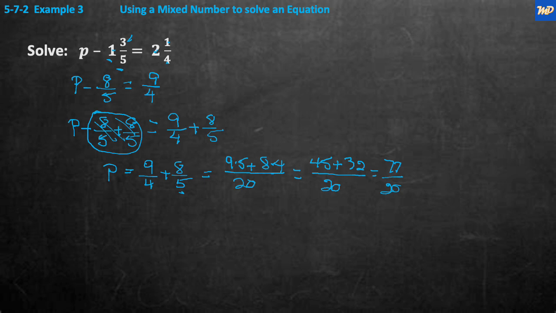We can do a mixed number, right? We can convert this to a mixed number, and we're going to go ahead and do that. So we're going to end up with 20 goes into 77 how many times? 3 times, 60, and we're going to have 17 remainder. So 3 and 17/20. That right there is our answer.